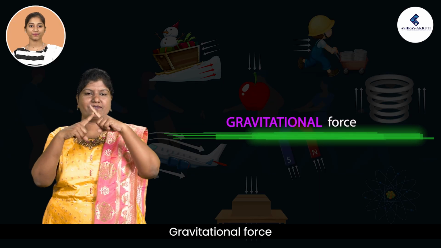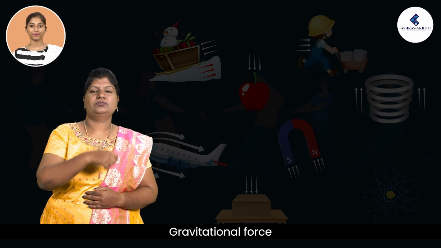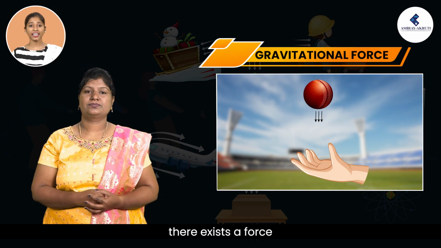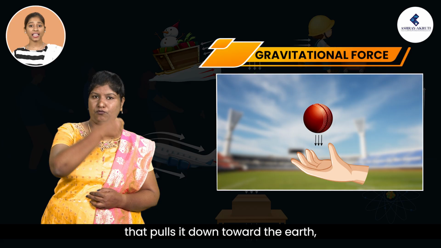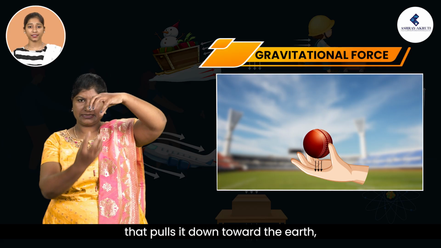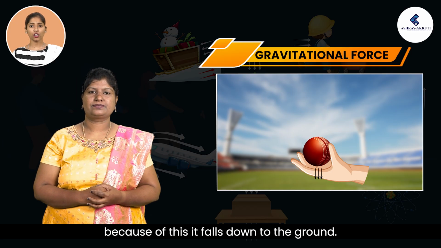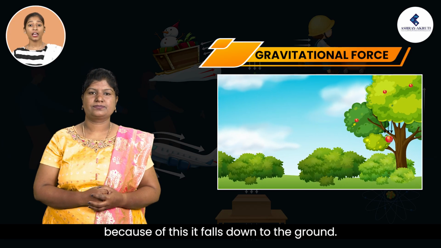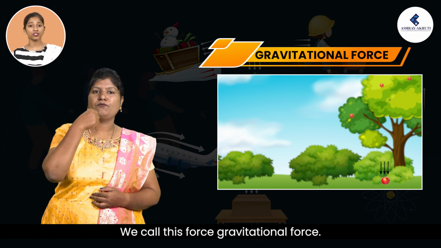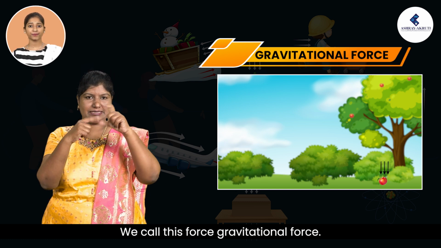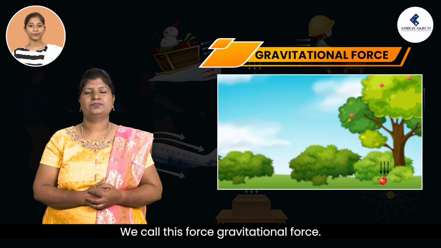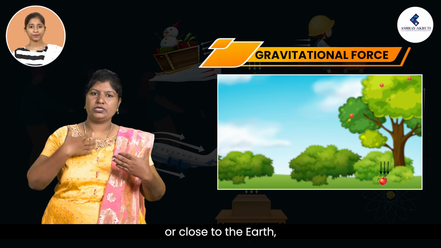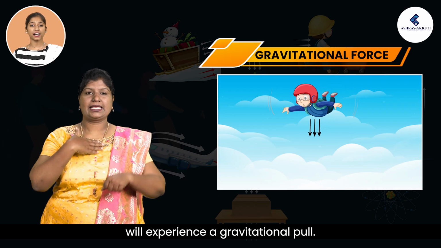Gravitational force. If an object is thrown upwards, there exists a force that pulls it down towards the earth. Because of this, it falls down to the ground. We call this force gravitational force. Every object on the earth or close to the earth will experience a gravitational pull.